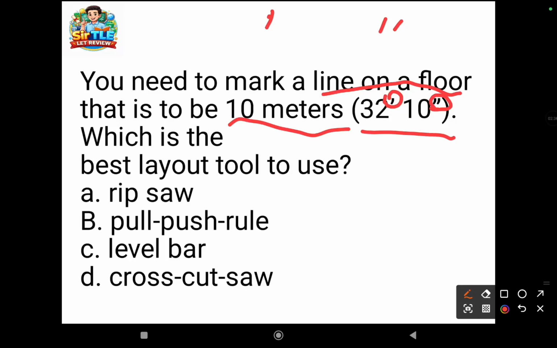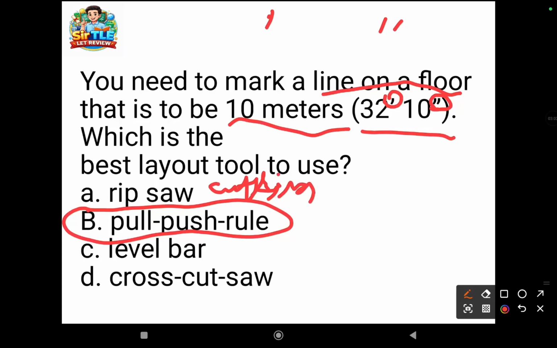Is it letter B, C, or letter D? What is your answer? The answer for this question is letter B. The ripsaw, or the letter A, is a cutting tool. That is a cutting tool. That is not a layout tool.